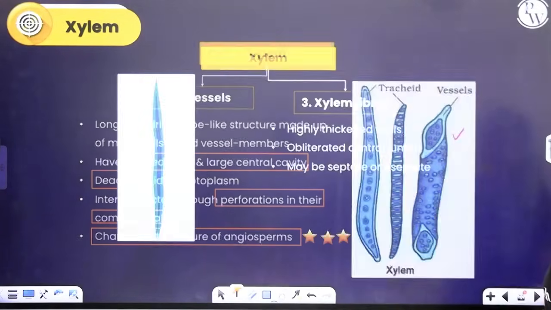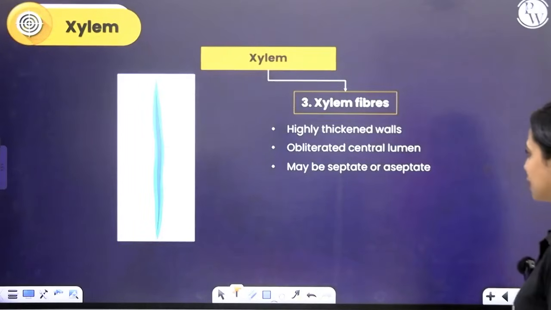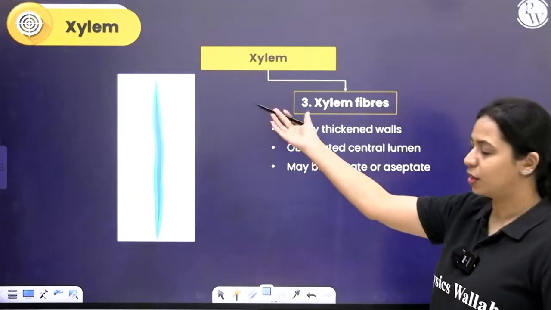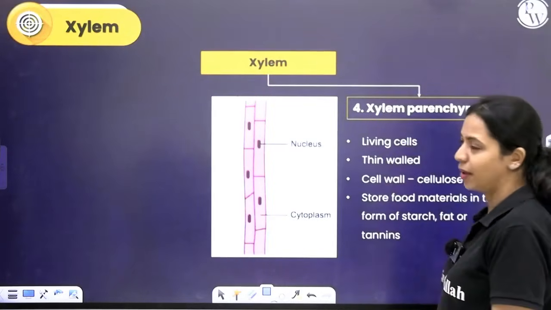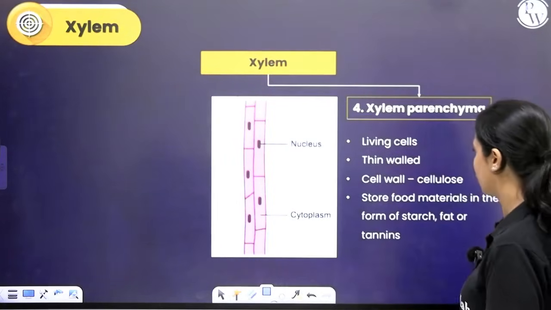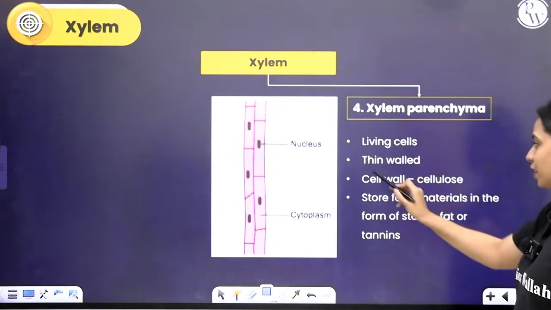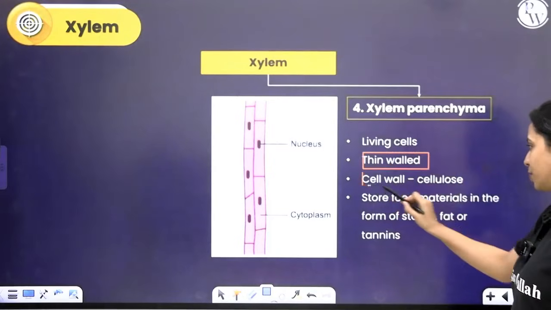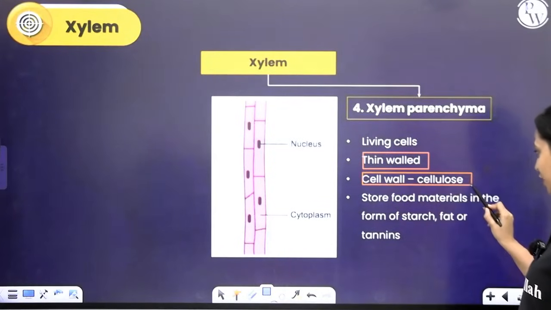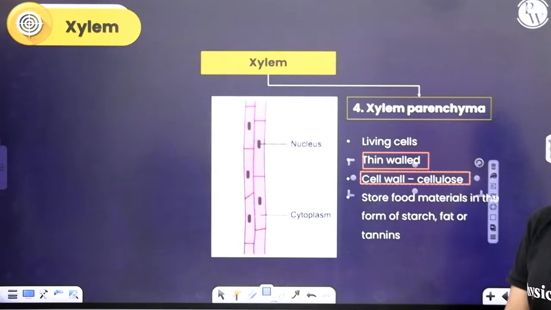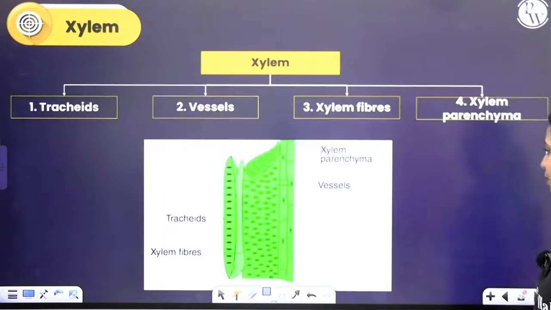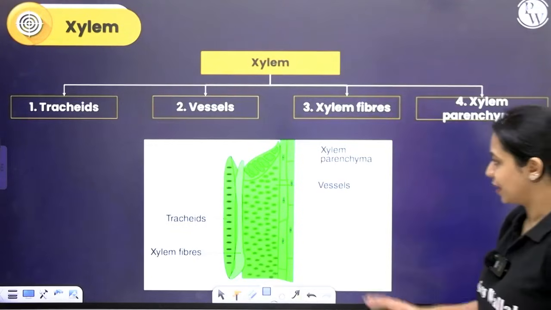Okay. Next, xylem fibers. These provide mechanical support. These are nothing but sclerenchyma fibers. Alright. And then xylem parenchyma. This is the only living tissue you find there. Like all parenchyma, they have a thin wall. Their cell wall is made up of just cellulose. Not much thickening is present. They can store food materials in different forms like starch, tannins, etc. So that's about xylem. Here's what it looks like in the tissue.